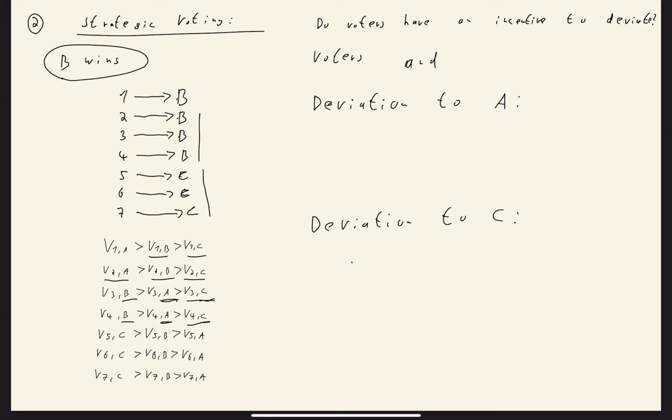Now let's go to voters 3 and 4. If voter 3 or voter 4 would switch to candidate A, then it's basically the same again. So if there would be a deviation to A, then candidate B would only win with 50% likelihood.